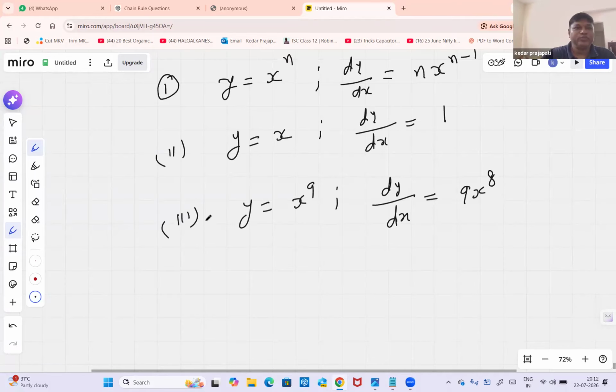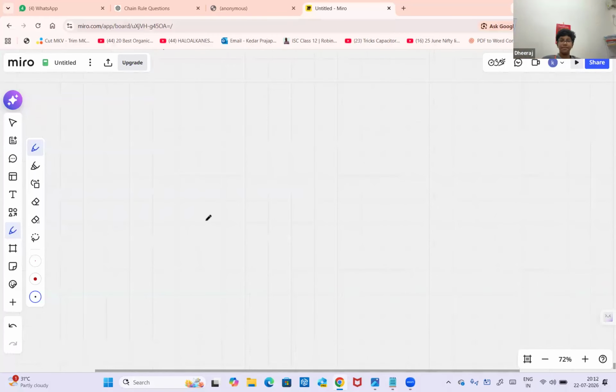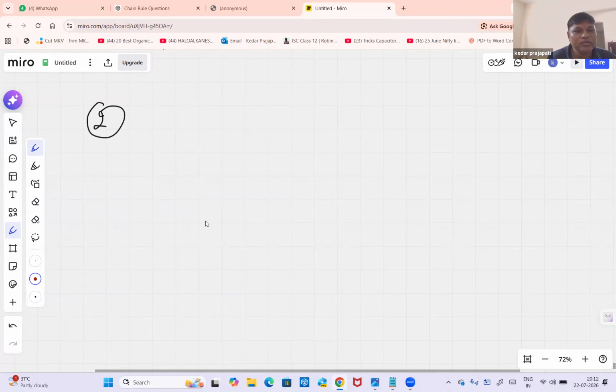Now I'm going to the chain rule. Very important topic. Second topic is the chain rule. Differentiation of simple terms is easy.